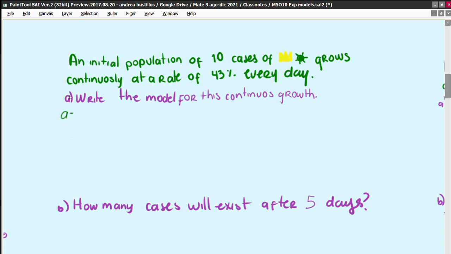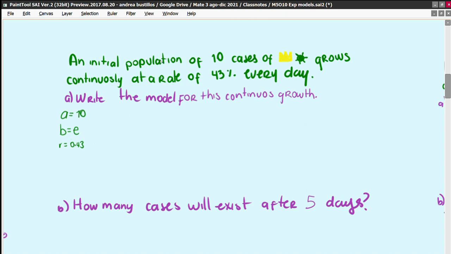First, the initial condition is the leading coefficient, the initial population, that is 10 cases. Because we're working with a continuous growth model, remember, we're always going to work with a base e. Then, the rate is the percentage at which our model grows. In this case, it is 43%, and in decimal notation is 0.43. Because this is a growth model, the rate is positive. If this was a decay model, our rate would be negative.